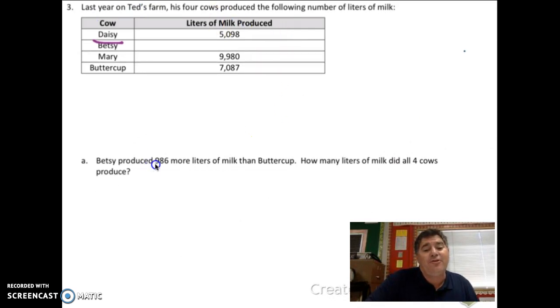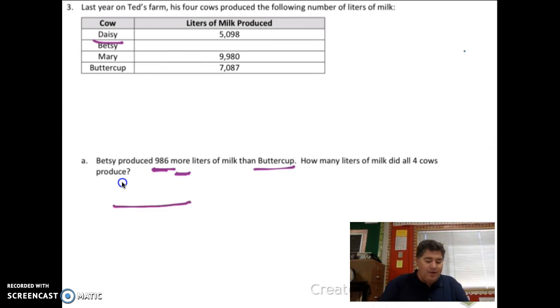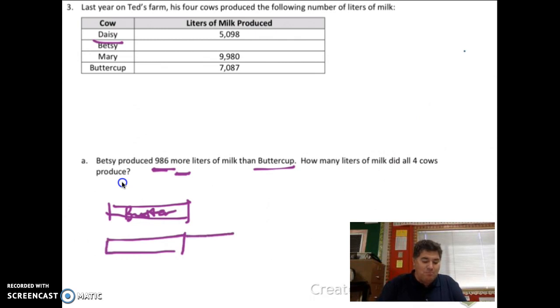It says, Betsy produced 986 more liters of milk than Buttercup. How many liters of milk did all 4 cows produce? So it says that Betsy produced 986 more. So how do we do more? Well, we have a tape diagram of both of them. So here's Buttercup. And then we also have Betsy. Plus, she has more. She has 986 more. So we know that little bit is more.